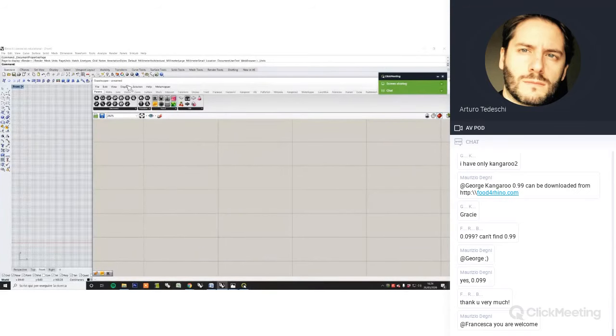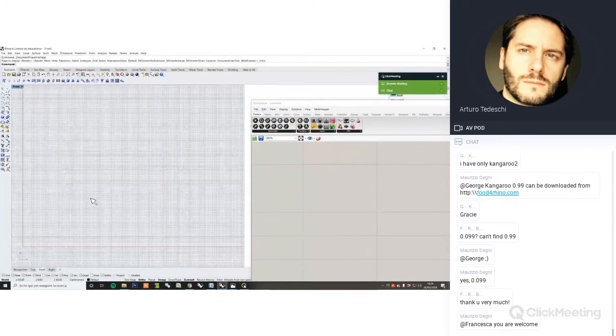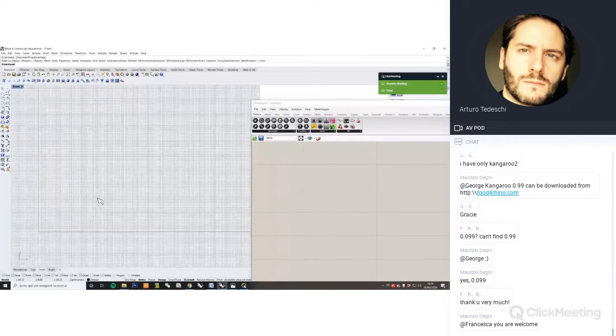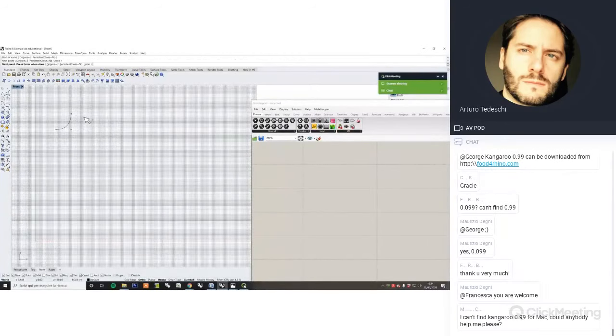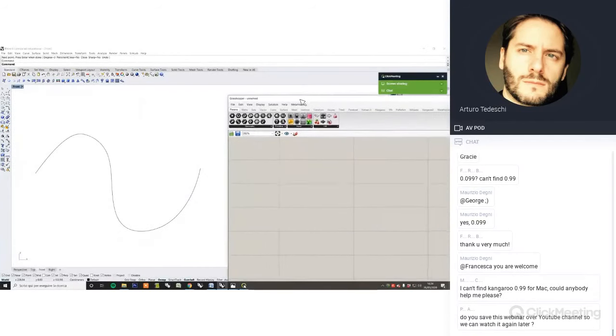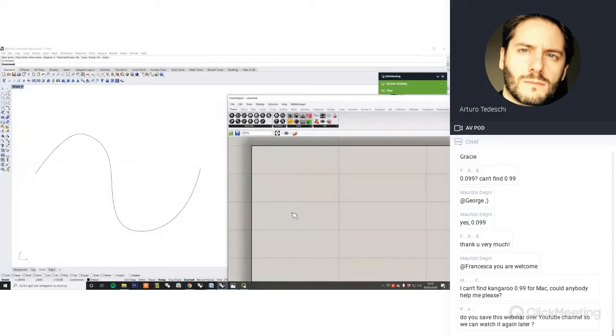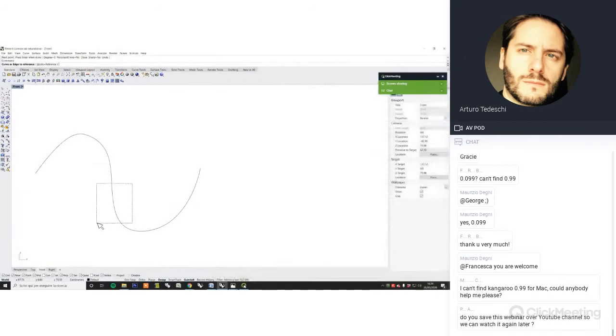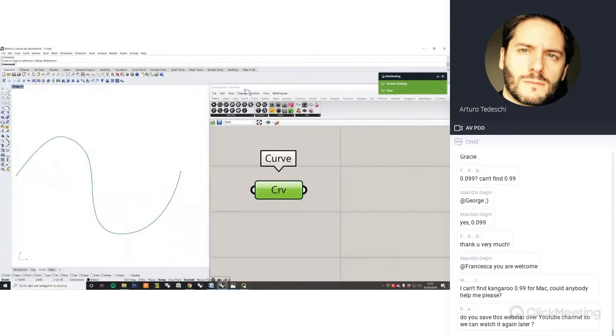Let's do a simple example once again. So I'm in the XZ plane, the front view in Rhino. And I'm going to create a simple object like this with a planar curve. Okay, I'm doing something like that. So the first thing to do is to use a curve component, set one curve, and so we have our curve here.